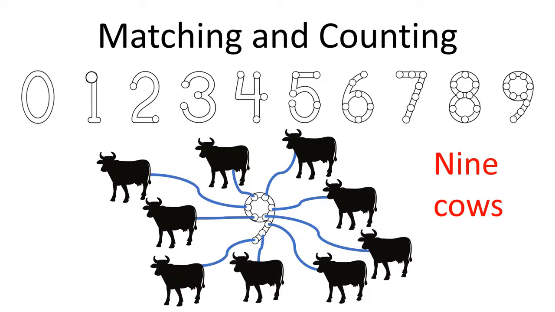Okay, so for example, 9 cows. For every podule on that digit 9, there is a cow. So the digit 9 can start to be connected with 9 objects, whether it's 9 flowers, 9 fish, 9 buttons, 9 apples. They can all be connected with that digit 9.